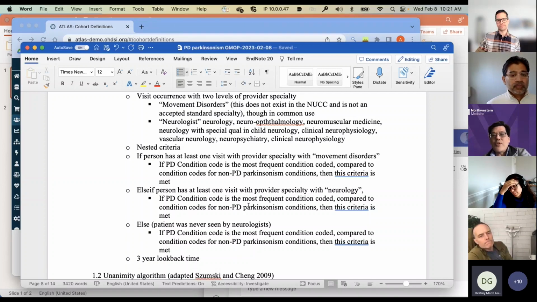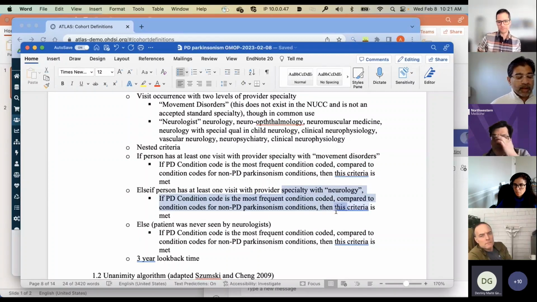So if they saw movement disorder people and they over time have coded different parts of Parkinsonism, they're trying to ascertain when or which one seems predominant. Yeah, but only in those visits by that tier of specialty, ignoring neurologists. But if you don't have a movement disorder person, which is an issue, then in finding those visits, we just go to neurology. Yeah. So this is a complex logic.